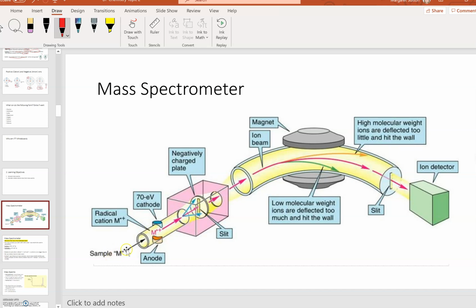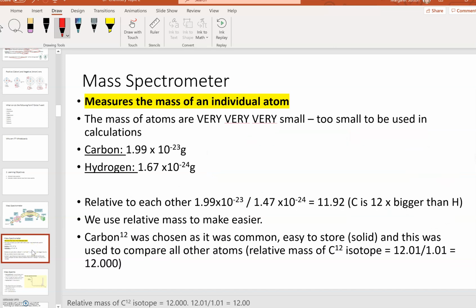All you need to understand is that a sample is put into the mass spectrometer and it's turned into fragments that have positive charges, and only the positive charges are detected. So before we go any further, what does a mass spectrometer do? It measures the mass of an individual atom, and it can measure the mass of fragments as well, and molecules, but for this type of mass spec we're just talking about individual atoms.